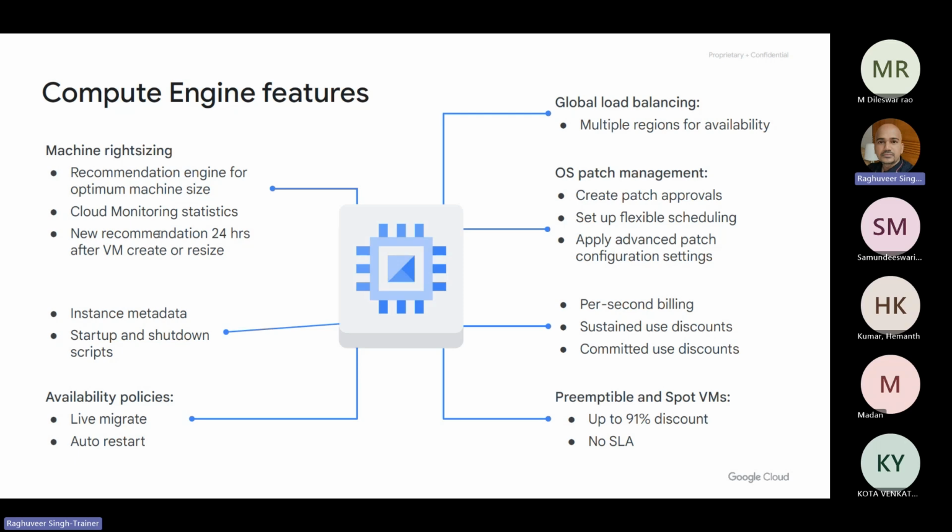It supports sustained use discounts, which means depending on your commitment to run virtual machines in Google Cloud environment, you will get discounts. This is similar to reservation that you have in other clouds. And it's preemptible and spot VMs. Preemptible and spot VMs basically means any virtual machine, or let's take this example.